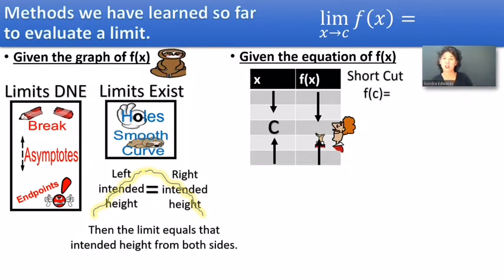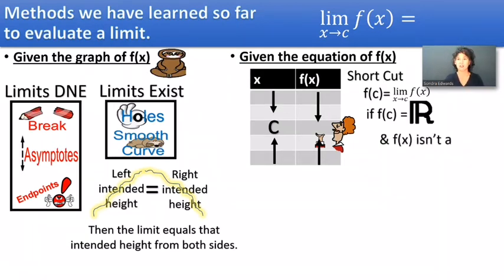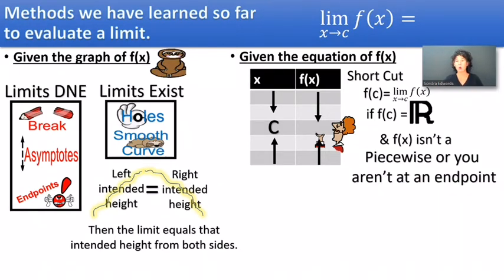We did find a shortcut that occasionally cut out having to make the table. In general, you do not want to think of just substituting a number into the function to find the limit. However, if you substitute in the number, sometimes it is equivalent to the limit, and that happens whenever you substitute the number and you get out a real number. The catch still is as long as the function isn't a piecewise function or you are not at an endpoint.